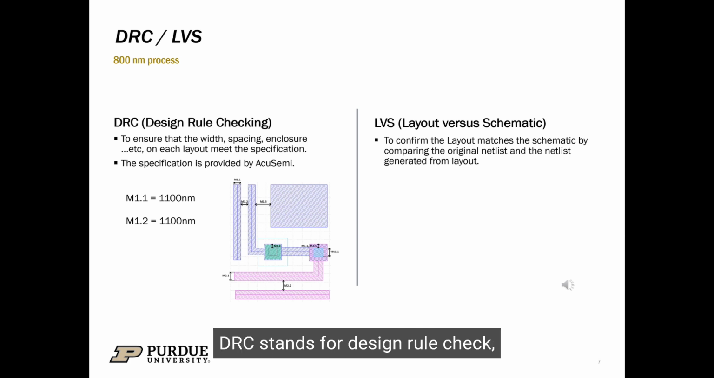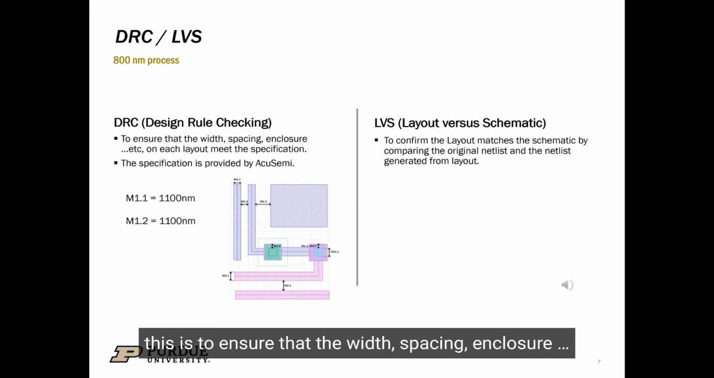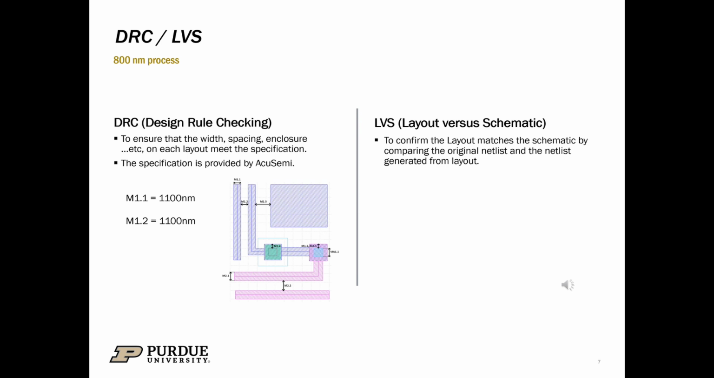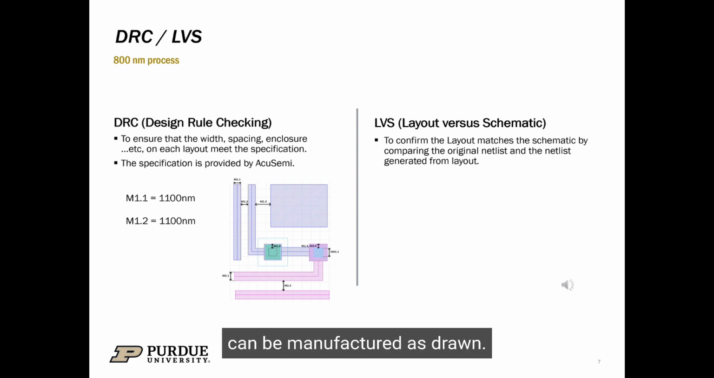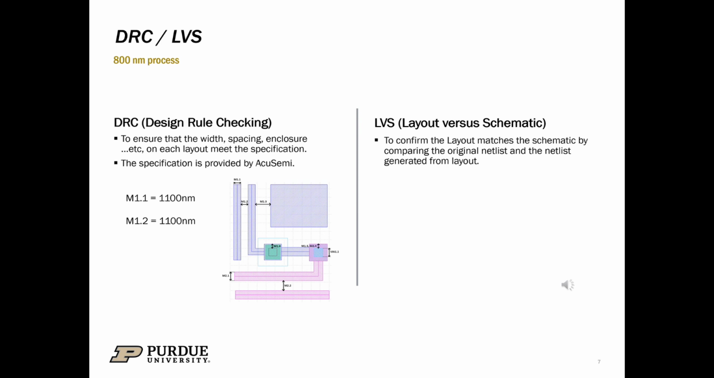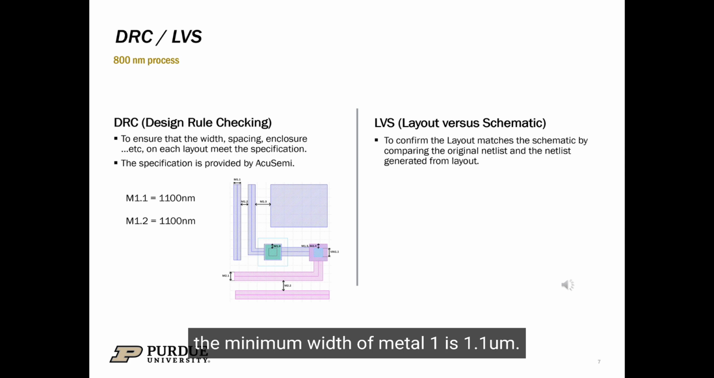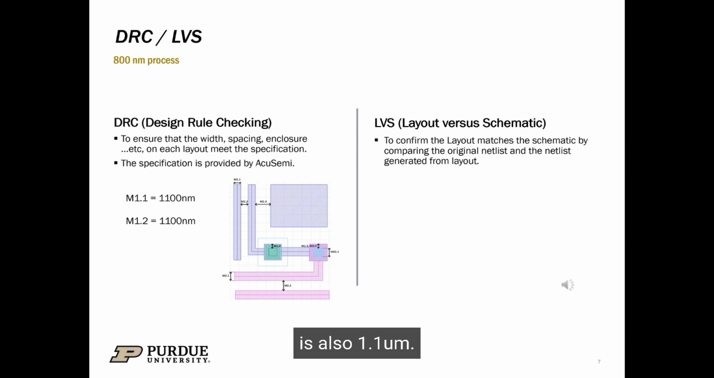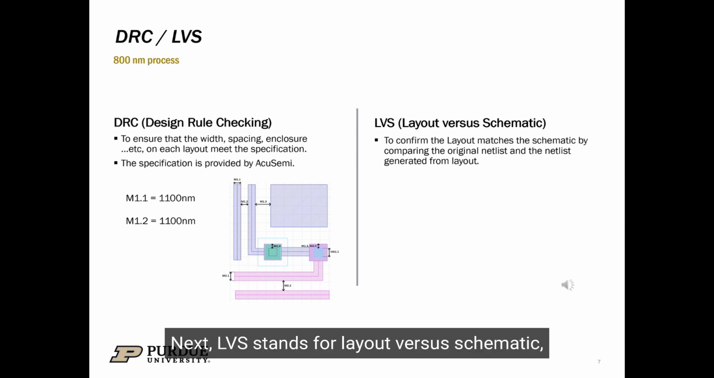DRC stands for Design Rule Check. This is to ensure that the width, spacing, enclosure, and others on each layout meet the specification, so that the polygons in the layout can be manufactured as drawn. For example, the minimum width of metal 1 is 1.1 micrometer, and the minimum spacing between two metals is also 1.1 micrometer. Next, LVS stands for layout versus schematic.